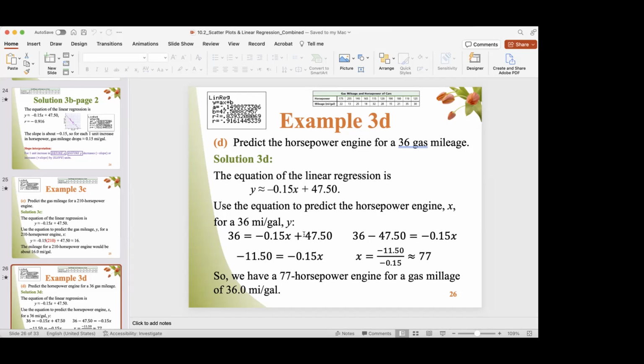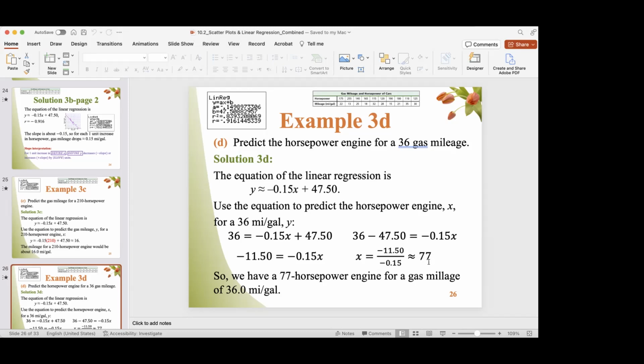Then I put all the terms that don't have X on one side. So I subtracted the 47.50 from both sides. Here it is. Then I'm left with negative 0.15x on the right. When I subtracted these two numbers, I end up with negative 11.50 equal to negative 0.15x. I divide both sides by the coefficient of x. So my x is approximately 77. So if the gas mileage is 36, my horsepower would be 77.